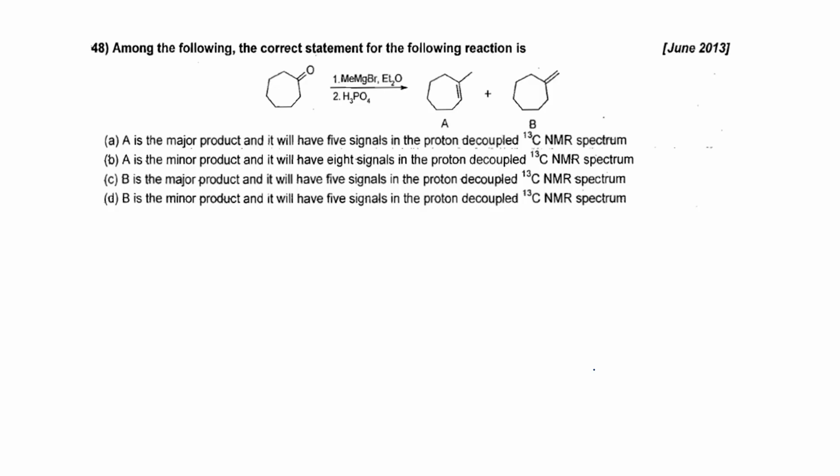A is the minor product and there are 8 types of carbon. B is the major product, 5 types of carbon. B is the minor product with 5 types of carbon. So first we have to determine between A and B which one will be the major product. I'll give 2 minutes, just try by yourself.